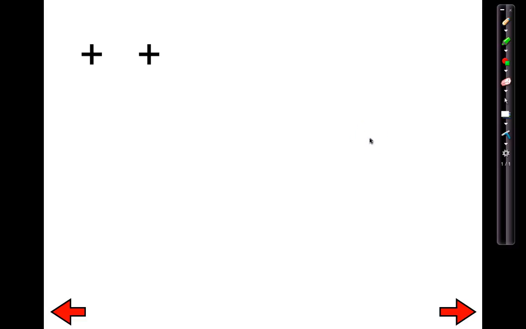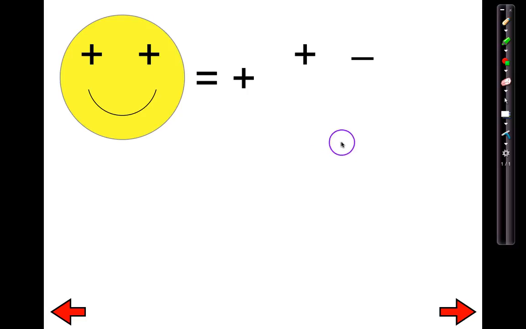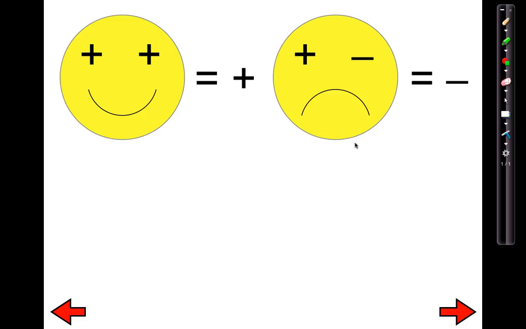So here, if my signs are both positives, this would make a nice happy face because the eyes actually match. So I'm going to say my answer is positive. Well, what if my signs are different with a positive and a negative sign? Well, then this emoji would be sad. So my answer would be negative.